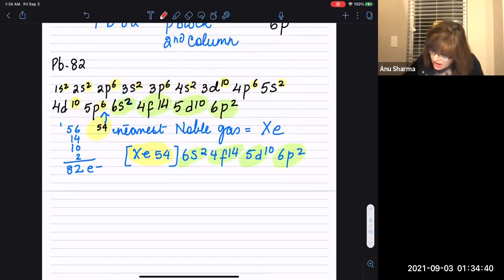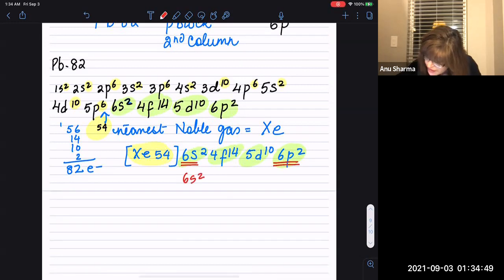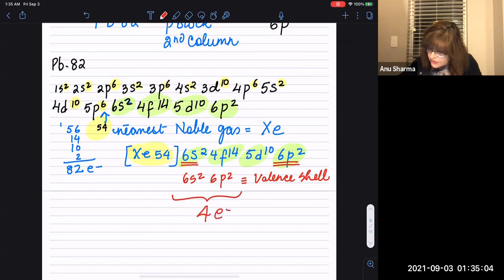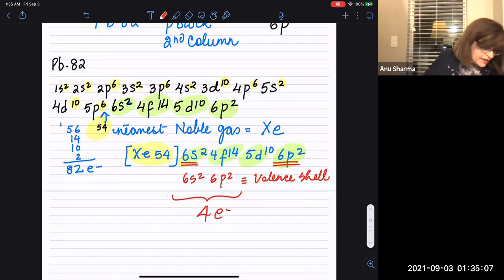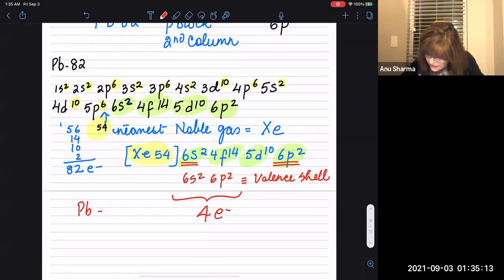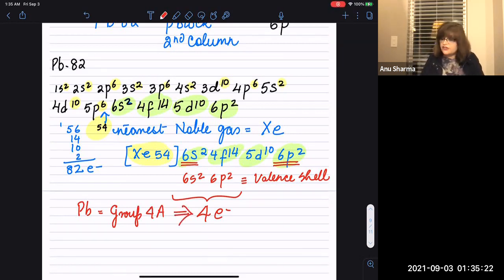The valence electrons are every electron that is found in the largest shell number. So 6s2, 6p2 is the valence shell. Okay, and that contains how many electrons? 4 electrons are present in the last shell. And if you really look at it, lead is also found in group 4A. So technically it should have 4 valence electrons, and that you can see.